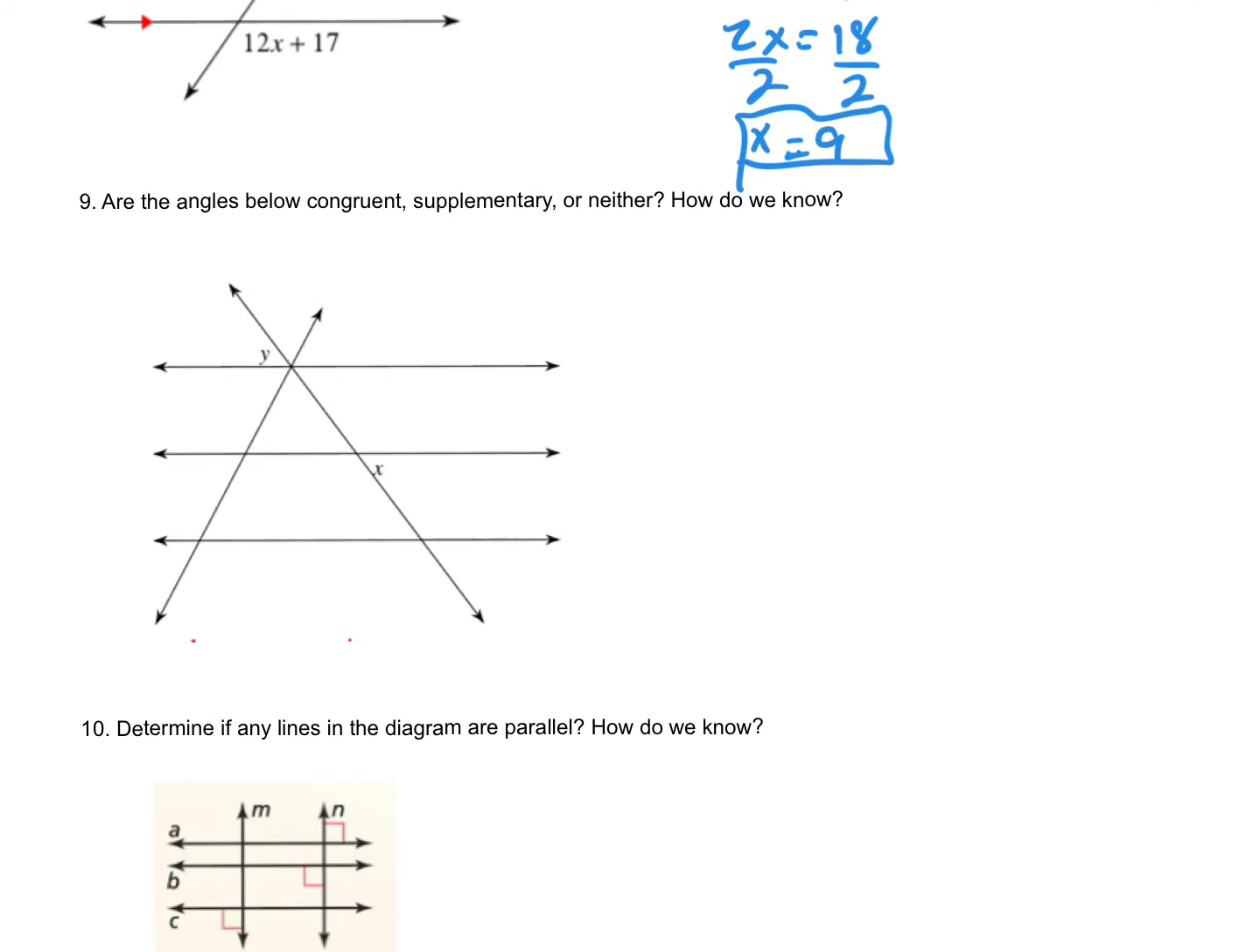Number 9, are they congruent, supplementary, or neither? So here, these two, had there been tick marks to indicate parallel lines, they would have been congruent. But since there are not, they are nothing. There's not enough information to say anything. So we'll say neither, and why? There's no parallel markers to indicate anything. There's not enough information.